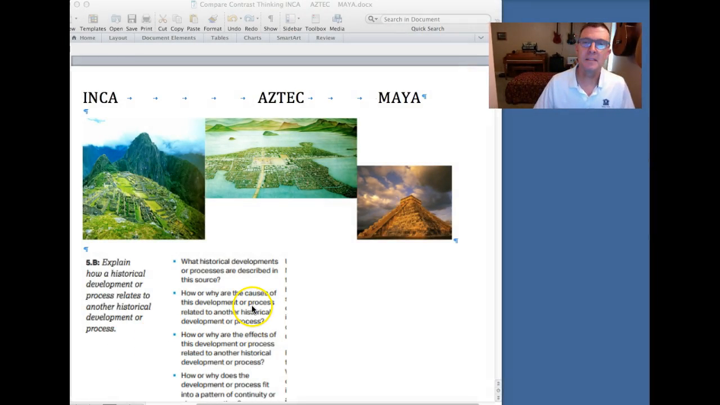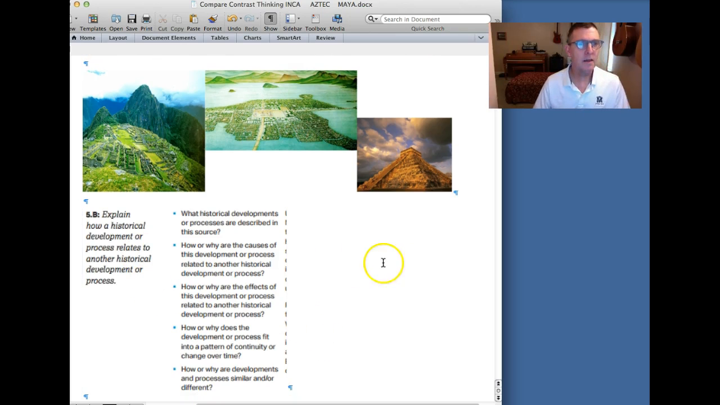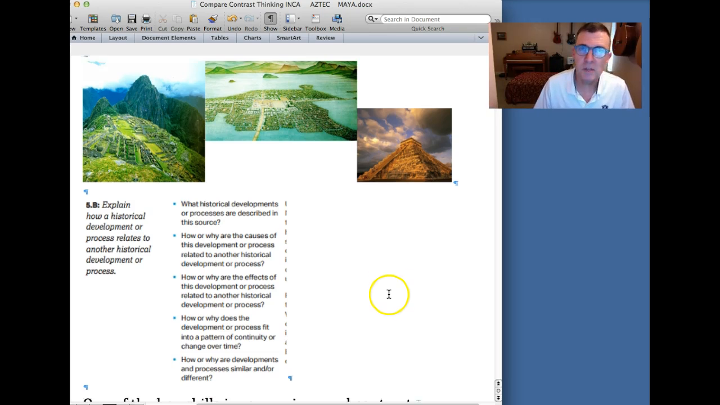Many times on this AP test, they will ask you to do comparative analysis, a compare and contrast essay. And so here is what that looks like. You can see on the historical thinking skills on the AP site itself: explain how a historical development or process relates to another historical development or process. Comparative analysis. Now, what they're asking is not so simple as we think.